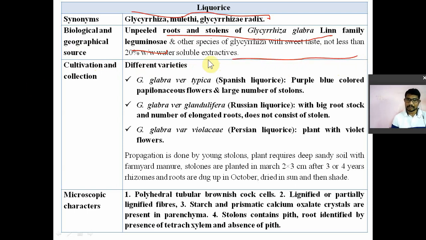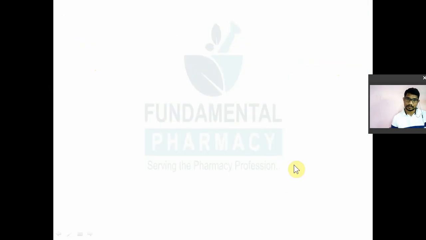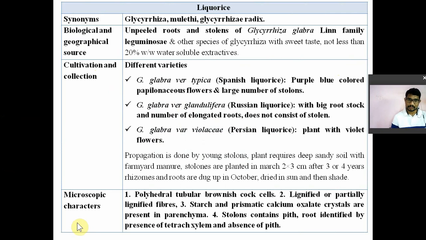Glycyrrhiza glabra has different varieties. We'll see them. The first one is Glycyrrhiza glabra typica, known as Spanish licorice, which is usually purple blue colored, with papilionaceous flowers and a large number of stolons.